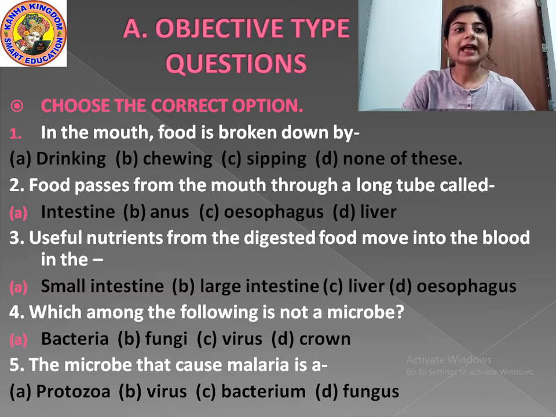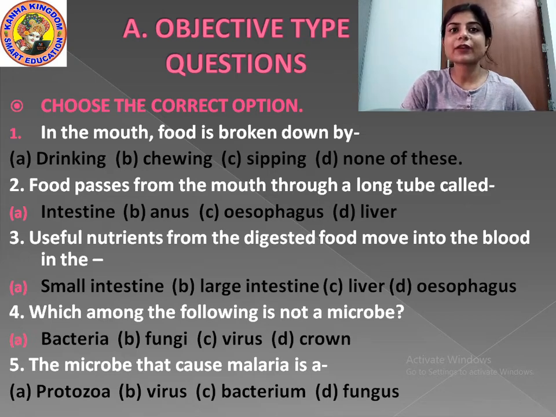Okay. Then number 2. Food passes from the mouth through a long tube called. The options are intestine, anus, esophagus, liver. What is the answer? That is C. Esophagus.